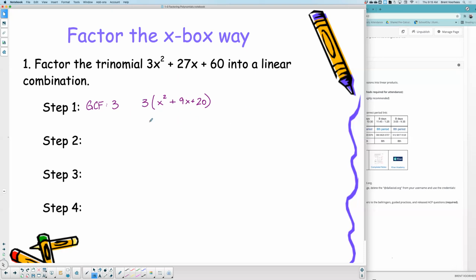So there's our GCF. Now here's what I want you to know. We're going to treat this as the trinomial. This is the trinomial now, which means A is not going to be 3. My A value is going to be technically 1. A will equal 1. B is now 9. And C is 20.